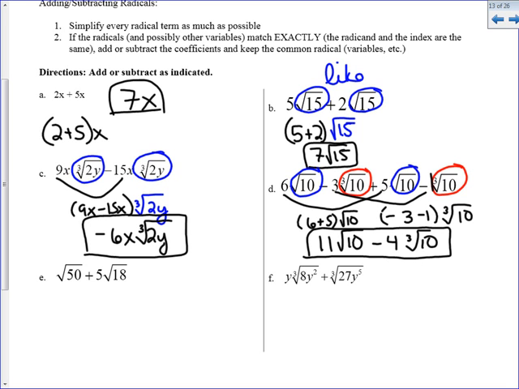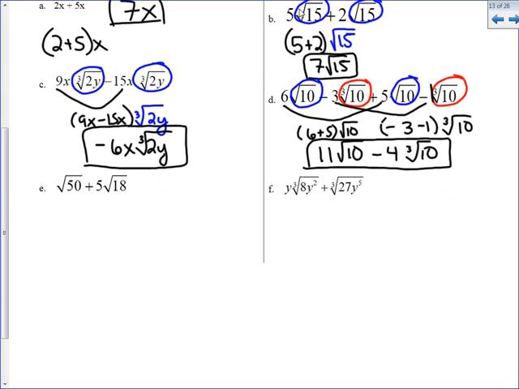E, are those like terms? No. So right now, these aren't like terms. I can't add them together. The square roots aren't the same. So they're not like terms. I can't add them together right now. But is there anything maybe I could do to the square root of 50? Devin? Yeah, break that into its factors. So these aren't like terms yet. What we need to do is simplify them first, individually, and see if once we get them in their simplest form, maybe they're like terms. Maybe they're not.